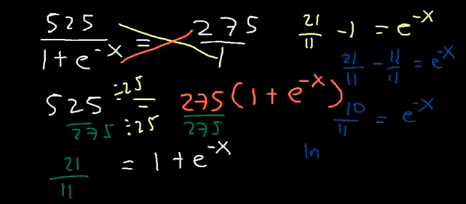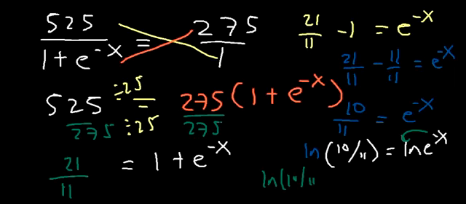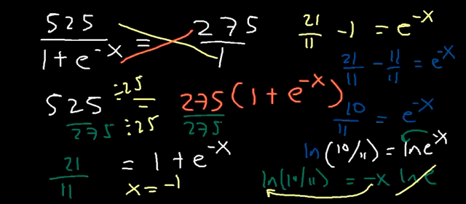So take the natural log of both sides. And then move this negative x to the front. So ln 10 over 11 is equal to negative x ln e, but ln e is 1. So if we move the negative sign over here, we get x is equal to negative ln 10 over 11. Now we can do something. We can put the negative sign into the fraction. Let me show you. So we can leave our answer like this: x is equal to negative ln 10 over 11.